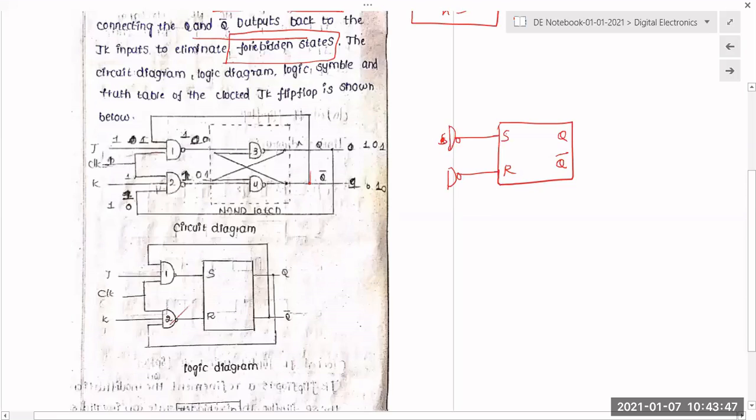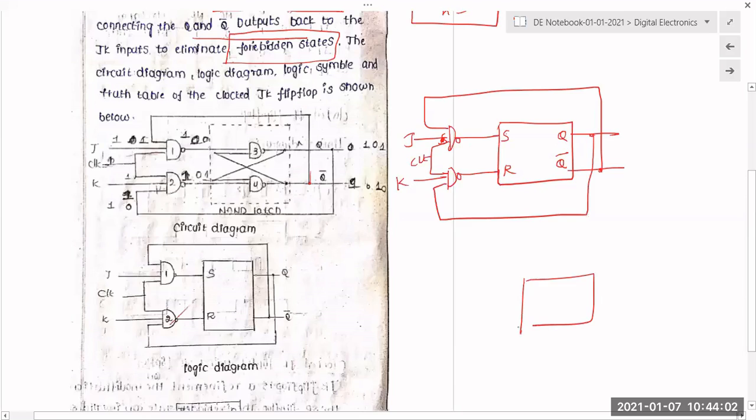And another NAND gate I am giving here. This is your J and this is your K, and this is your clock pulse is applied, positive clock pulse, and Q prime will be acting as input to the first NAND gate, and Q will be acting as a input to the second NAND gate. Otherwise you can directly write JK Q prime.